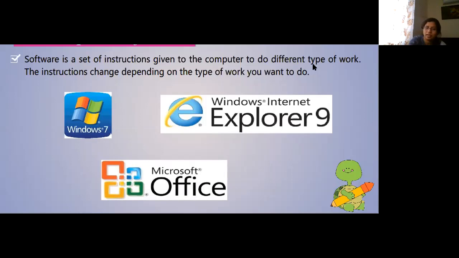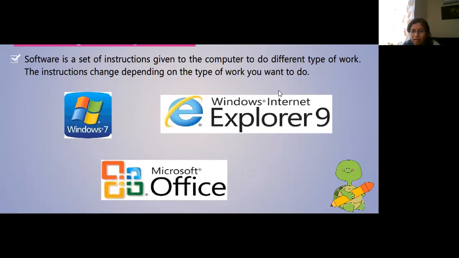Let me repeat it again for you people. Software is a set of instructions. So we give a set of instructions to the computer. Why do we give it? To do some type of work. The instruction changes depending on the type of work you want to do. Do we give the same instruction for all the different types of work? No. If you want to type some messages on WhatsApp, you will give different instructions there. If you want to see a video on YouTube, you will give different instructions to that.